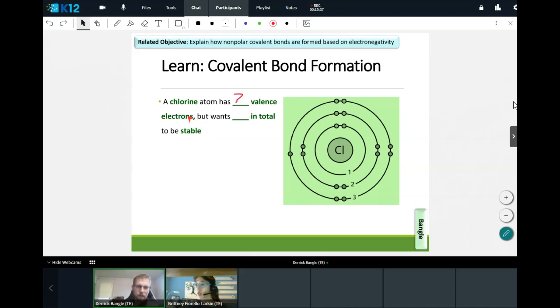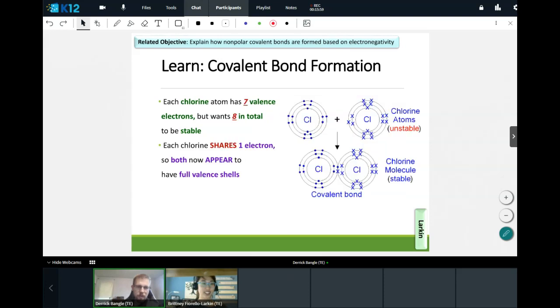So now it has 7, but it wants blank in total to be stable. What's always been that number that every atom wants to have? Exactly, it is 8 valence electrons. So we know it has 7 and it wants 8. So each chlorine shares 1 electron. We're going to describe how they bond.